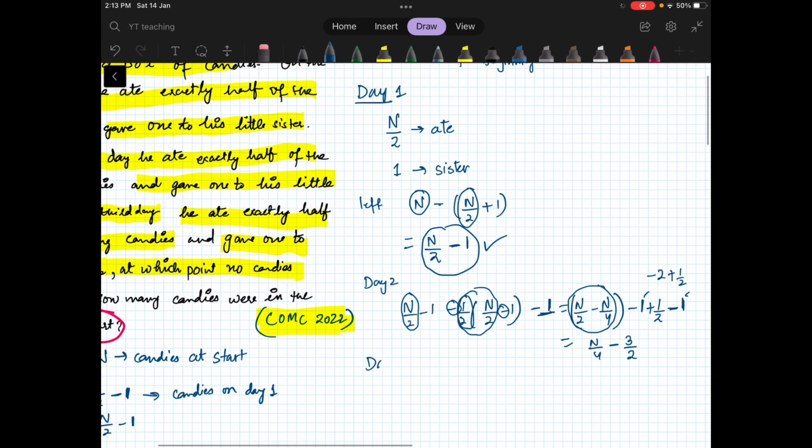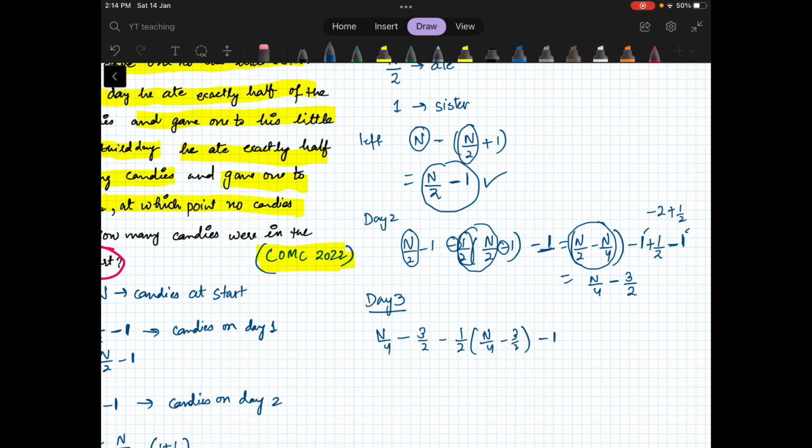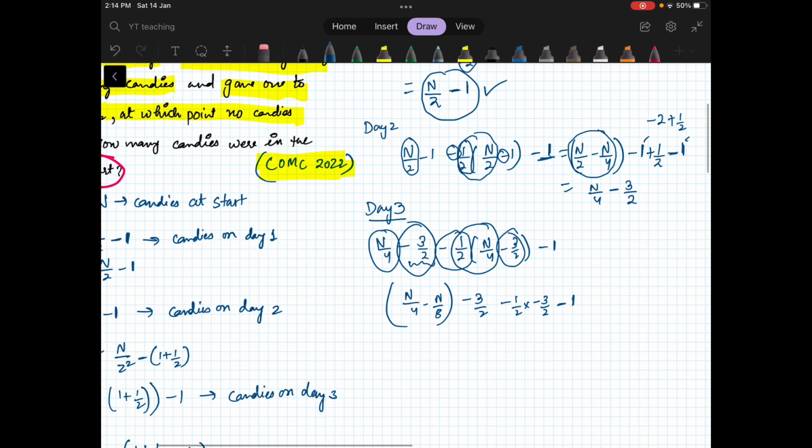Now day 3, again he is left with these many candies, n by 4 minus 3 by 2. He ate half of them and he gave one to his little sister. So you see what is happening. He is having n by 4 and here it is n by 8. n by 4 minus n by 8. Then you collect your numbers. So you have minus 3 by 2 from here. Then you have minus half and minus 3 by 2. And then you have minus 1.